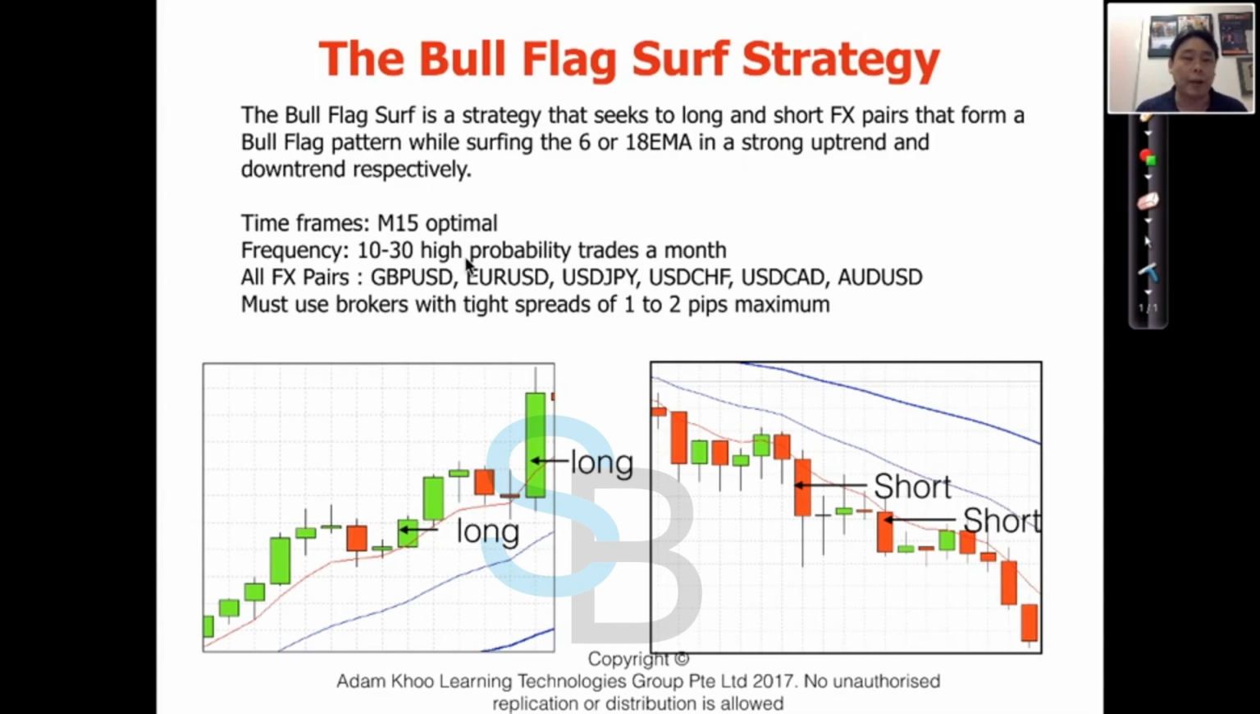Okay. Now this works on all forex pairs, but again, I trade the 8 major pairs and their crosses. So things like your pound USD, Euro USD, dollar franc, dollar yen, dollar CAD, Aussie dollar, pound franc, pound yen, all the different combinations, right? And again, very importantly, we want to use brokers with tight spreads between the bid and ask spread of maximum 1 to 2 spreads.